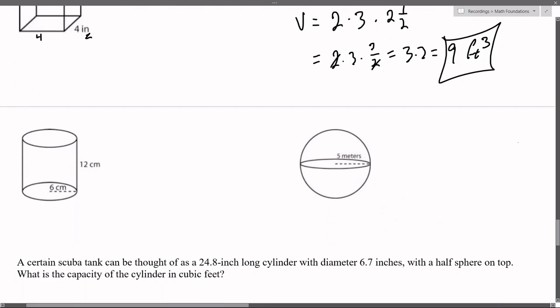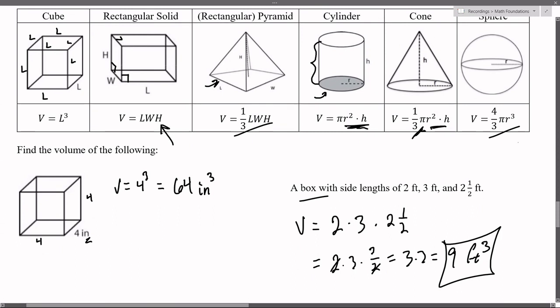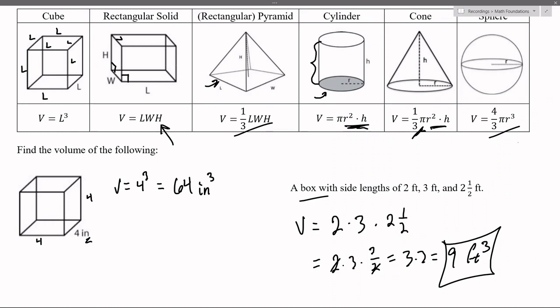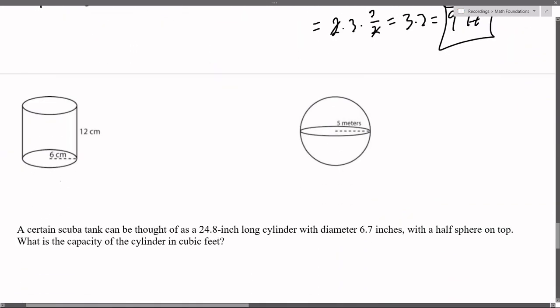Okay, here we have a cylinder, and a cylinder is pi r squared, the area of the base circle, times the height of that cylinder. So we have pi r squared here. That's the base, and that's going to be times this height. So this is the height here, and this is the radius of the base. So pi r squared times the height of the cylinder.